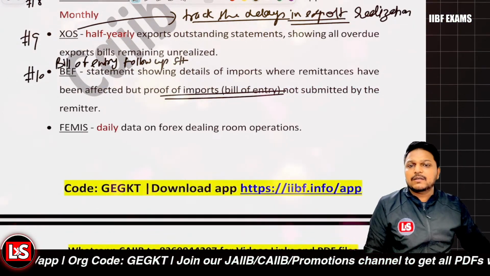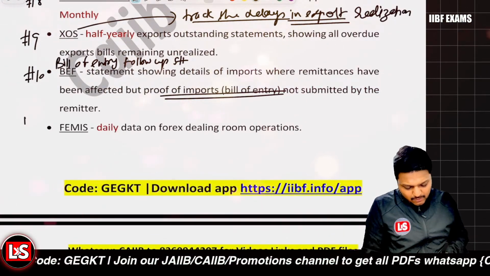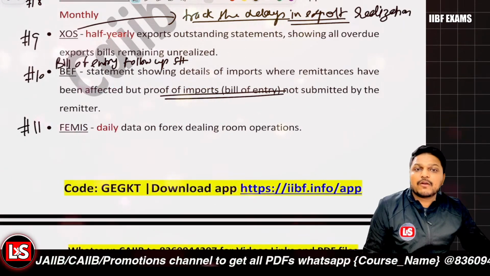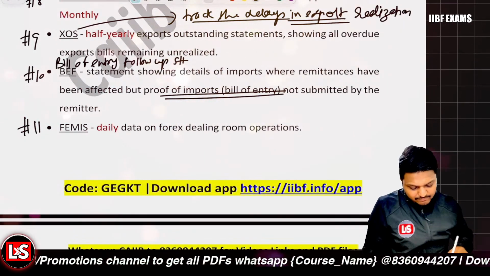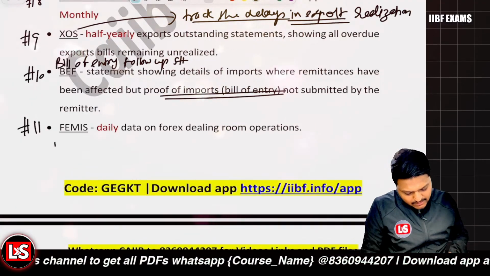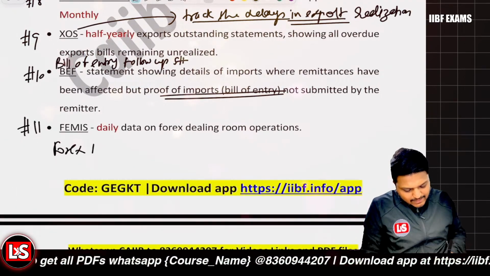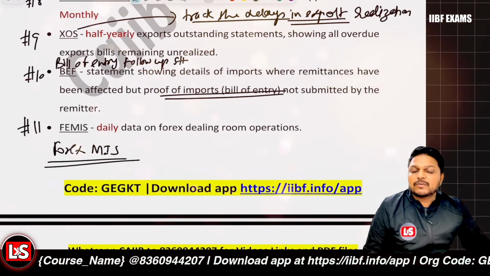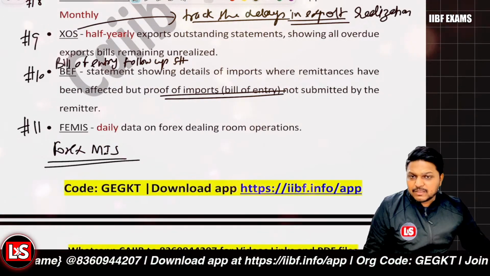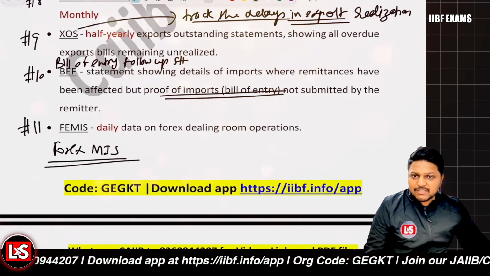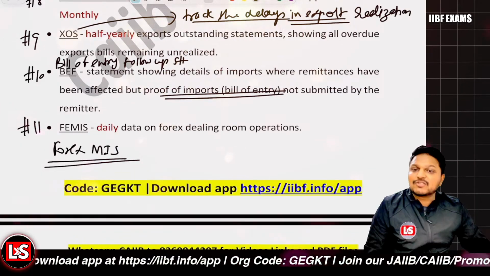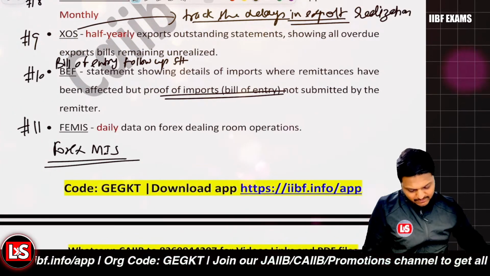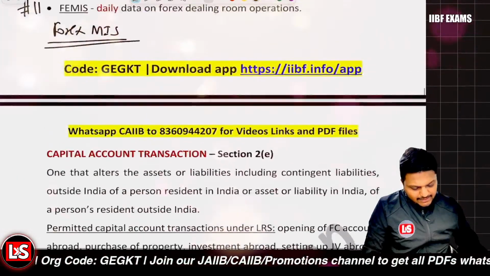And further, the next statement is FAMIS, that is Foreign Exchange Management Information System, or Forex MIS. Daily reporting is to be done related to foreign exchange purchases, sales, interbank transactions, and dealer positions. A daily return, we can say.